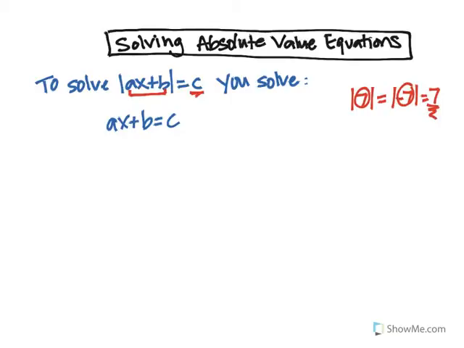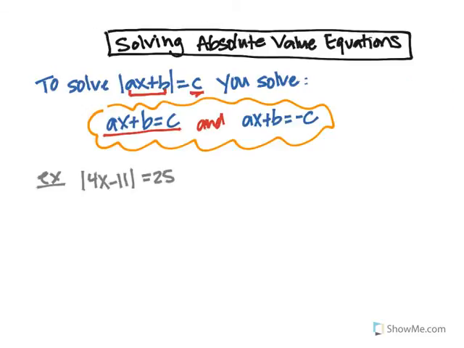So you're going to be solving this ax plus b equals c, and you're going to go ahead and solve ax plus b is equal to negative c, because again, you don't know if the inside is positive or negative, because the output is always positive. So we're going to go ahead and solve 4x minus 11, the absolute value of that equals 25. So the first thing I'm going to go ahead and do is set inside the absolute value equal to 25, and then I also have to solve another equation where the inside of the absolute value could also be a negative 25, because again, the absolute value of each of those is always positive.